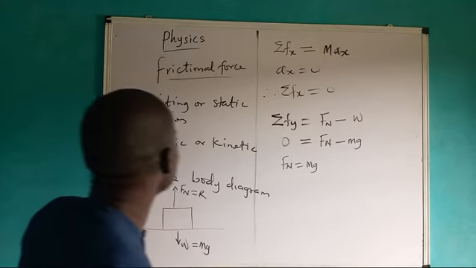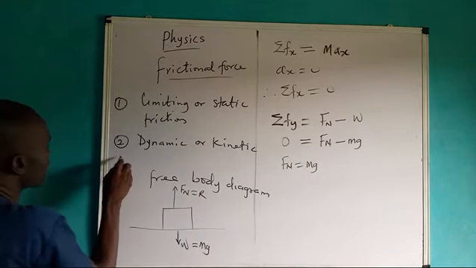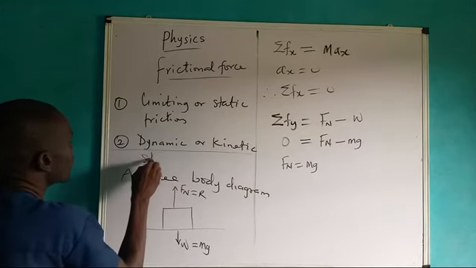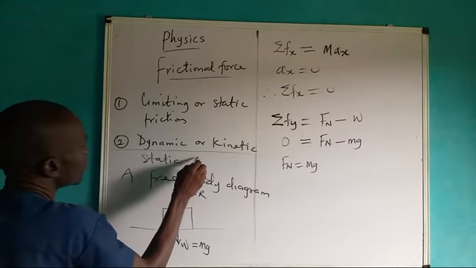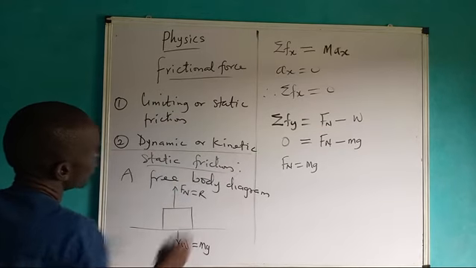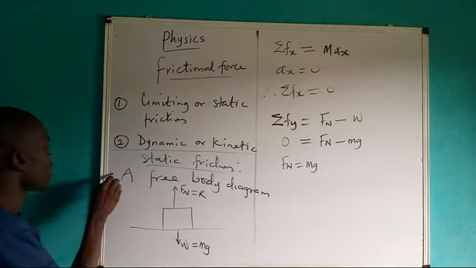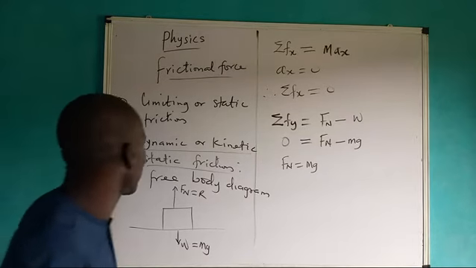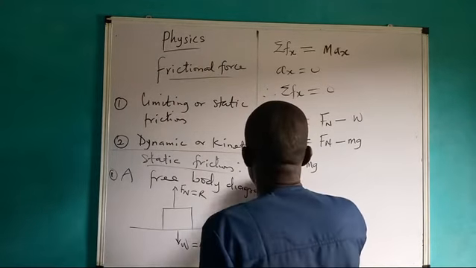Okay, now we are still under static. Please, we are in static. This one we are dealing with is static friction. Please don't forget, we are still static. Let me call this one A, the first one, number 1. Let me call this one number 2.